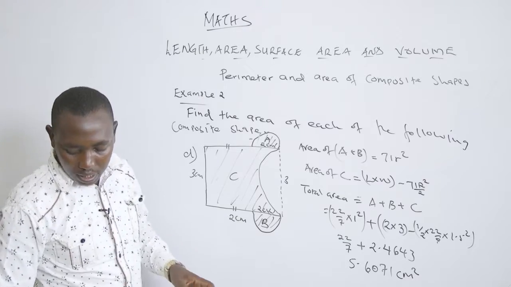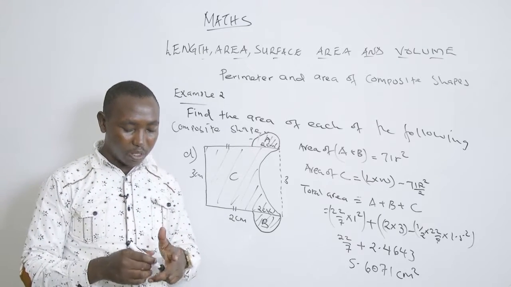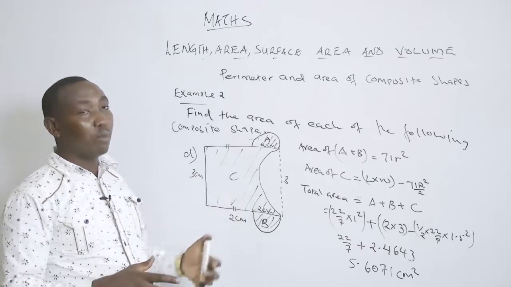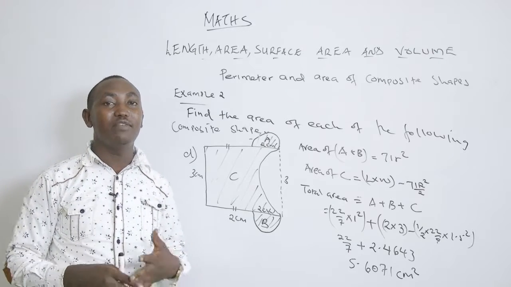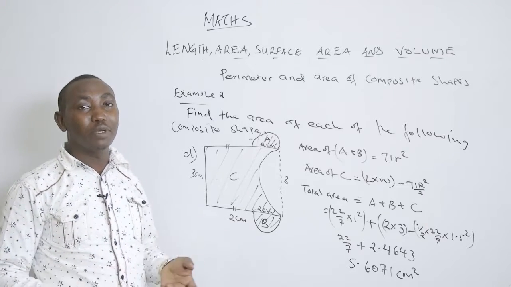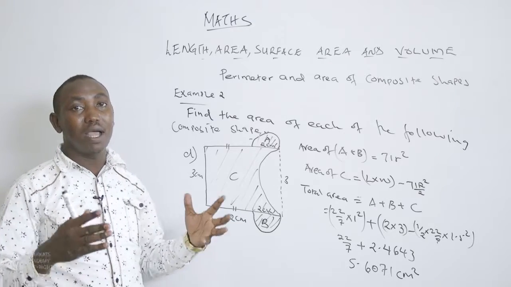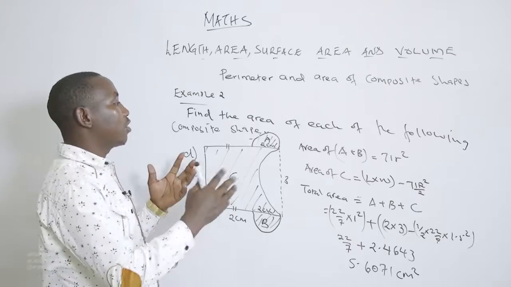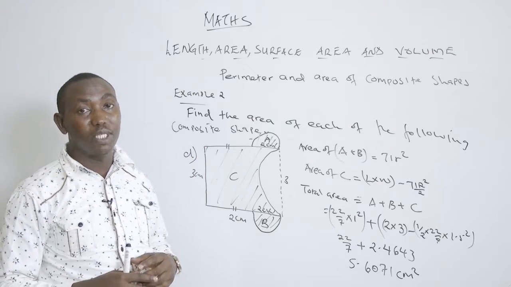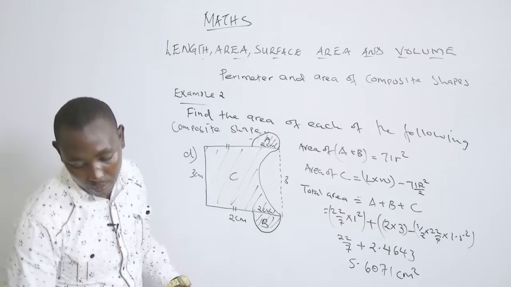So in short, this is how we can find the areas and even the perimeters of some composite shapes, where you need to either add or subtract a particular figure from the composite shape for you to be able to obtain its area or the perimeter.